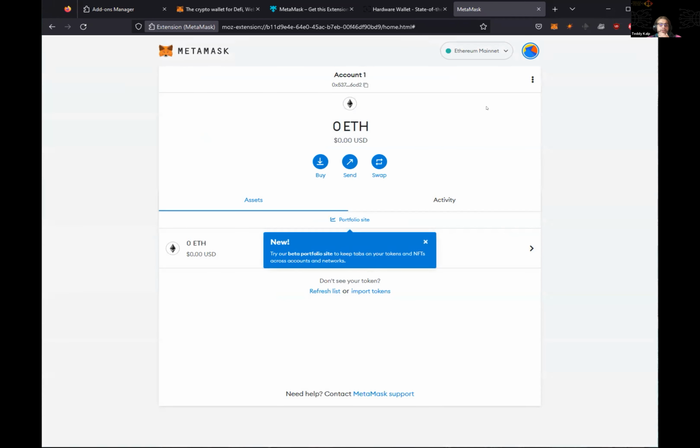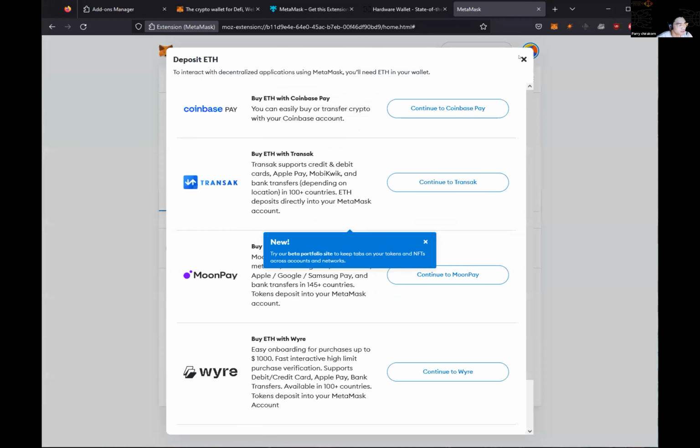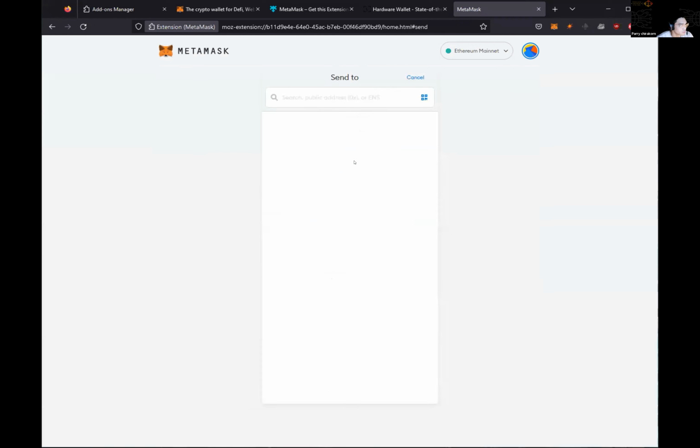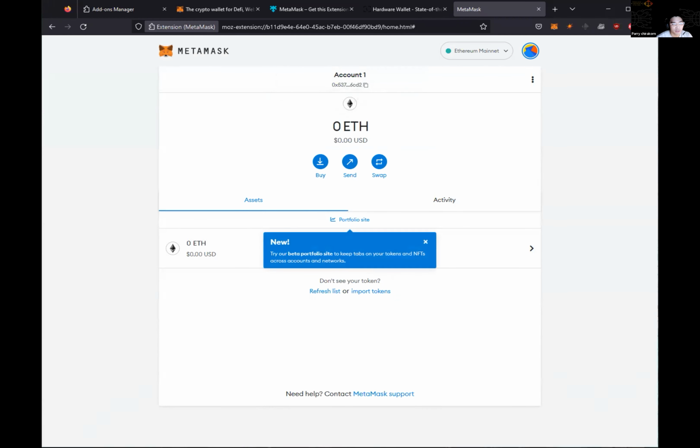MetaMask is really good for development, and it's super simple to use. You can buy easily, and you can send it if you have someone's wallet, super simple. So I'm going to switch to my other screen now and show you some cool extensions that are great for this.